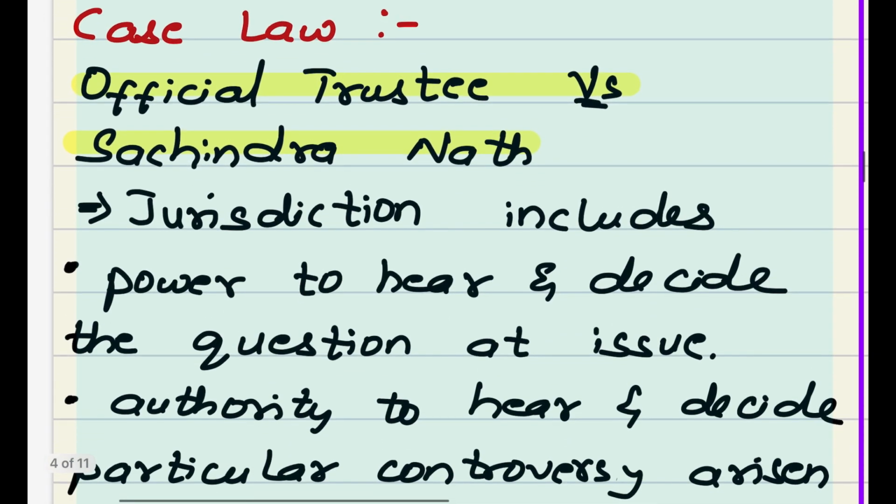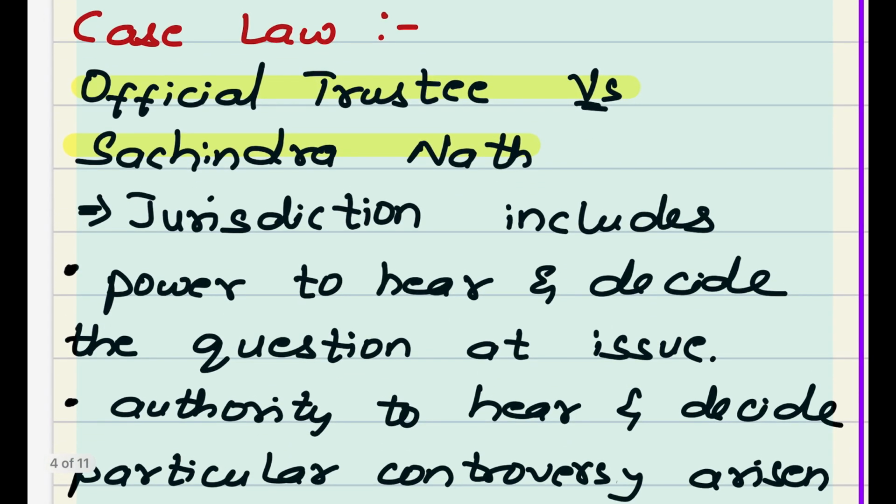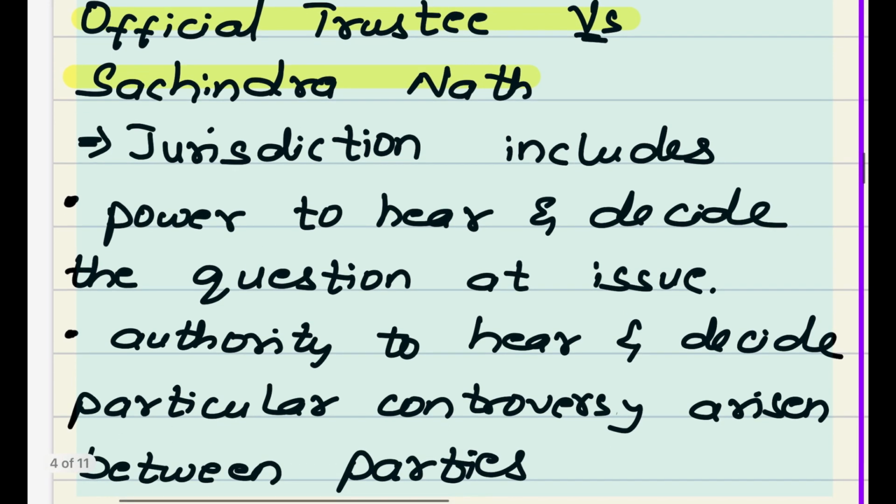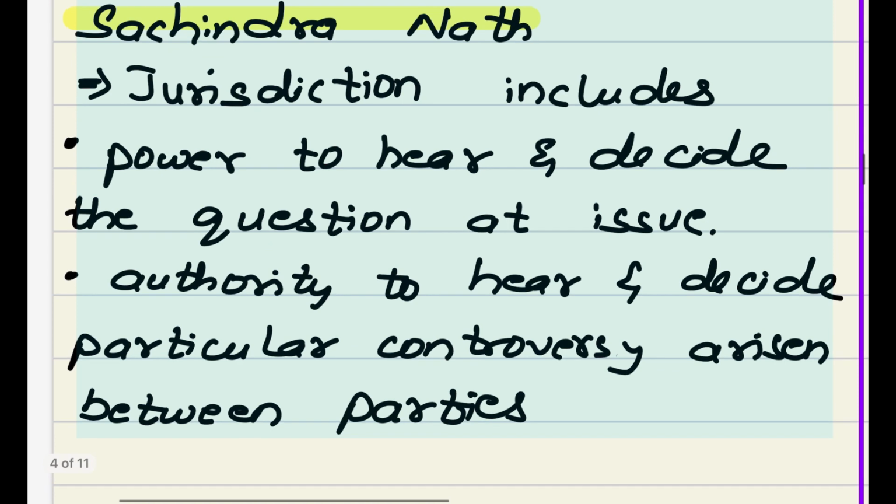Case law. Official Trustee versus Sachindranath. In this case it was decided that jurisdiction includes power to hear and decide the question at issue, authority to hear and decide a particular controversy arising between the parties. So it is both to decide the issue and to hear the issue.